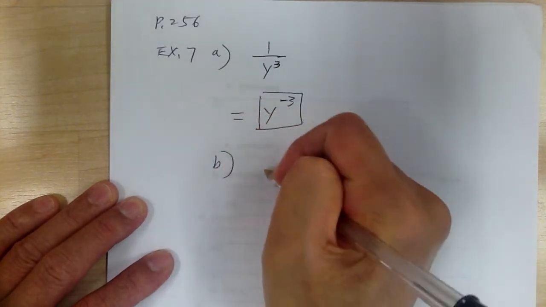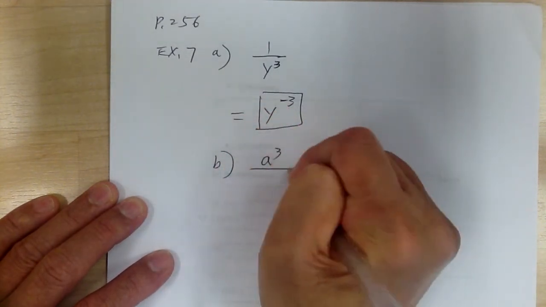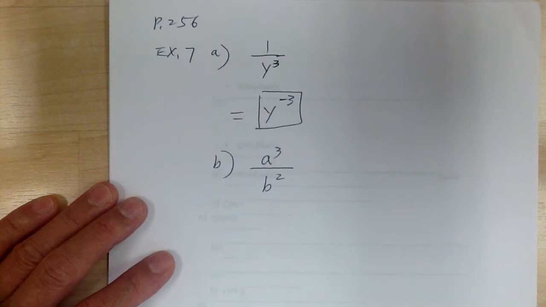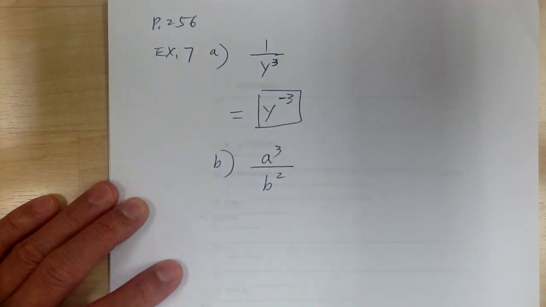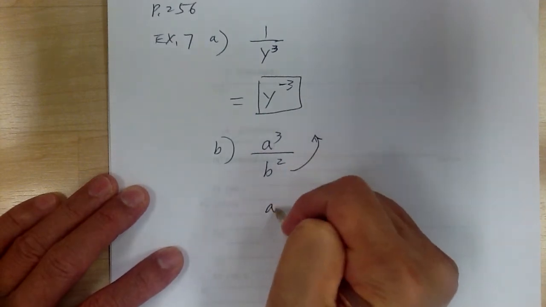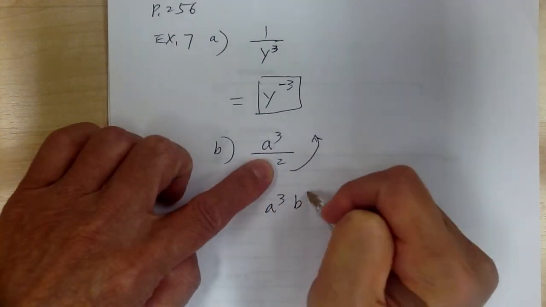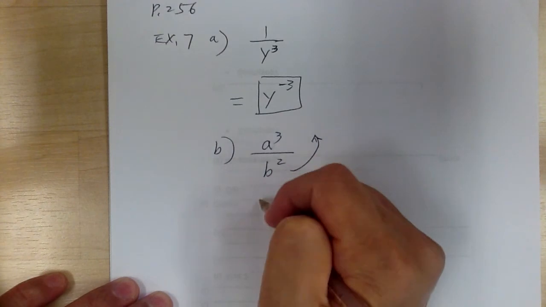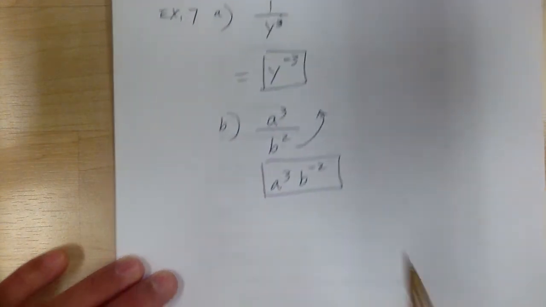So you go to b, you have a to the 3 over b squared. Again, the instruction is no denominator, which means you need to move this up, right, to get rid of the denominator. So when you move up, the exponent becomes negative, becomes opposite. Okay, so you're just going backward.